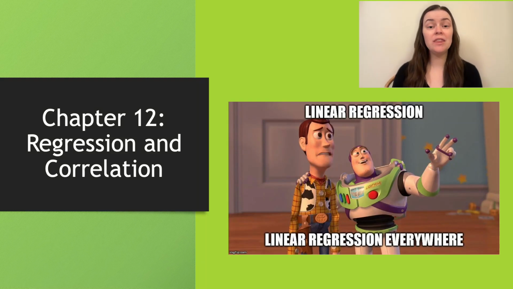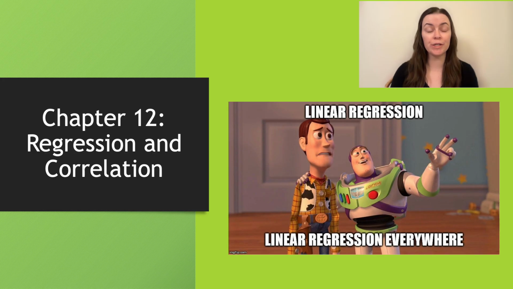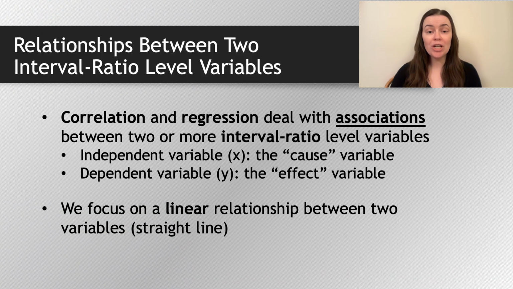Hi everyone. In this video, we are covering our very last chapter of content in this course, which is about regression and correlation. Regression and correlation describes the relationships between two interval ratio level variables. And so this goes back all the way to our very first chapter that we covered, where we described the various levels of measurement. So whether that was nominal, ordinal, or interval ratio.